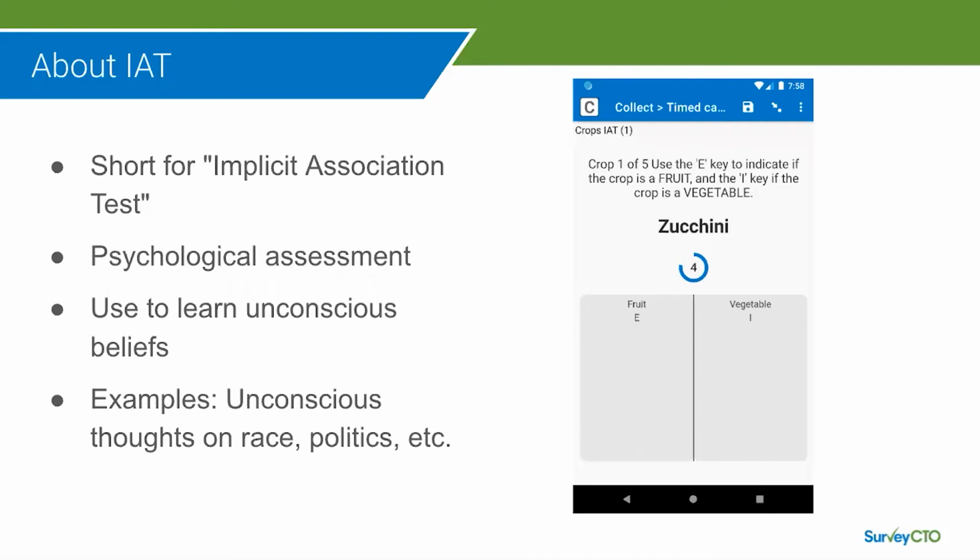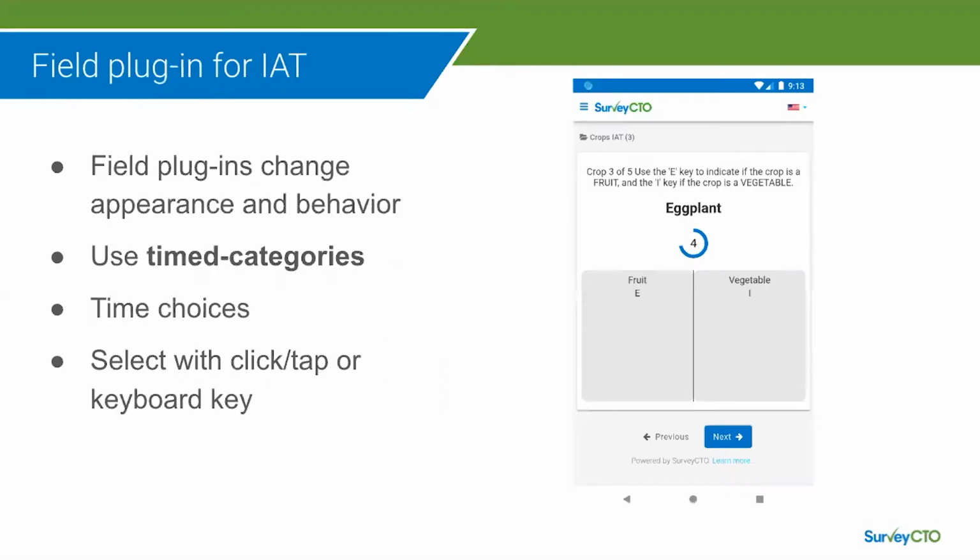This is a more basic example, but IATs usually test for people's unconscious thoughts on race, politics, and more controversial subjects. You can perform implicit association tests in SurveyCTO using the Timed Categories field plugin.